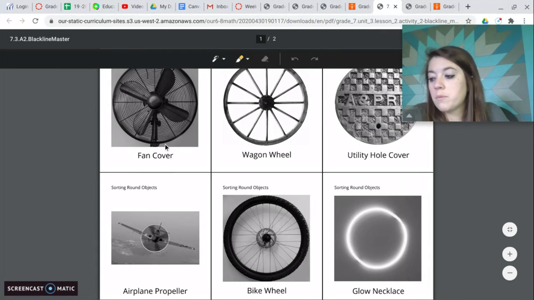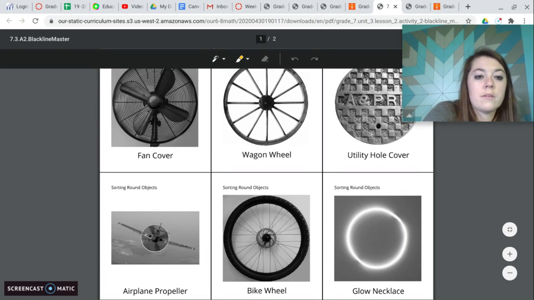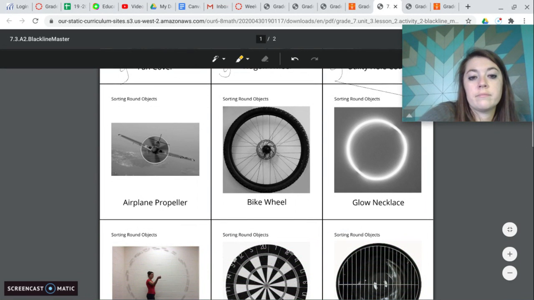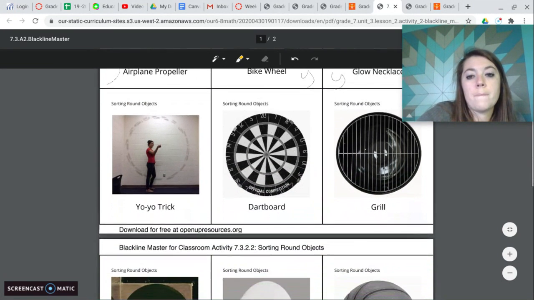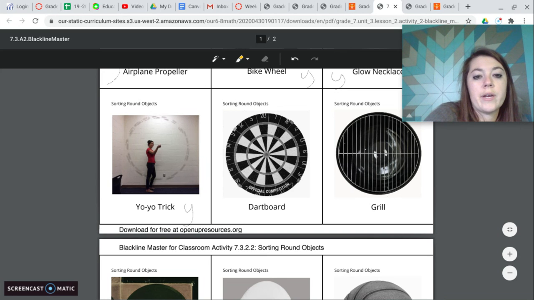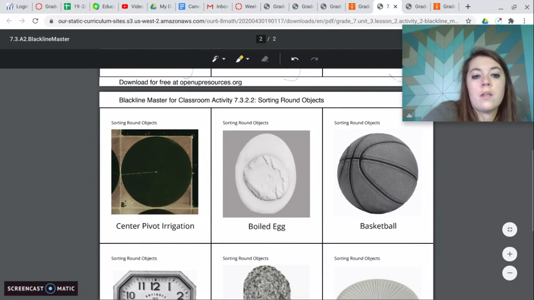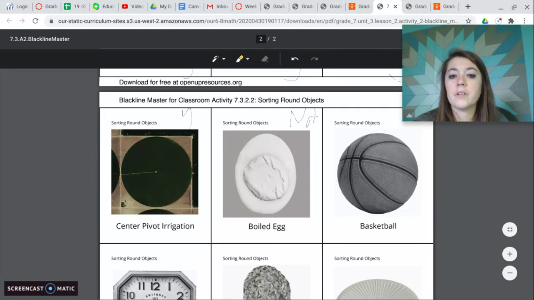So the fan cover, would we say that it's a perfect circle? Yes. What about the wagon wheel? Yep. Utility hole cover. The airplane propeller. What about the bike wheel? And the glow necklace. So a lot of these are all perfect circles. The yo-yo trick, dartboard, grill, irrigation. The boiled egg is not, though, because look, it's not perfectly circular if we're looking at the actual egg.